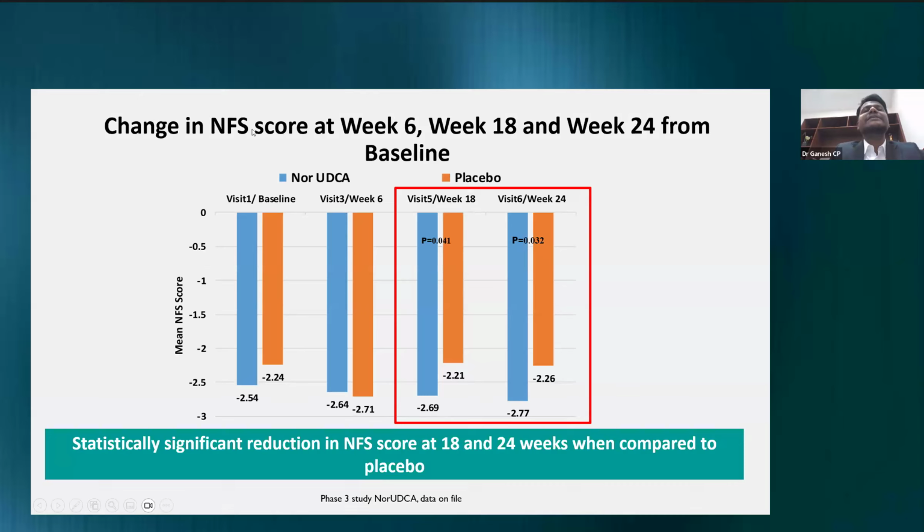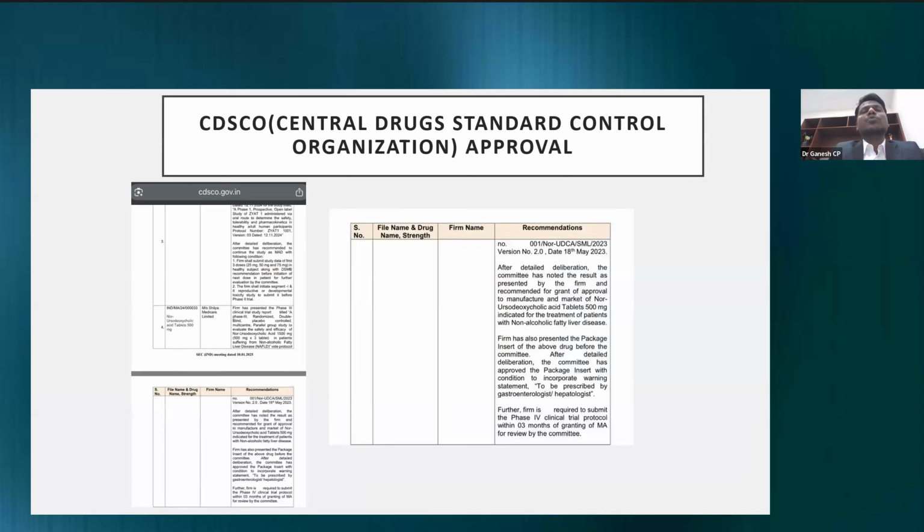NFS score is a blood biomarker to detect fibrosis in the liver. It includes diabetes, age, ALT levels, and other parameters of the patient. So the NFS score, which is based on blood biomarkers, also was shown to be improved with the help of this drug at the end of 24 weeks. But this is not a biopsy proven study.